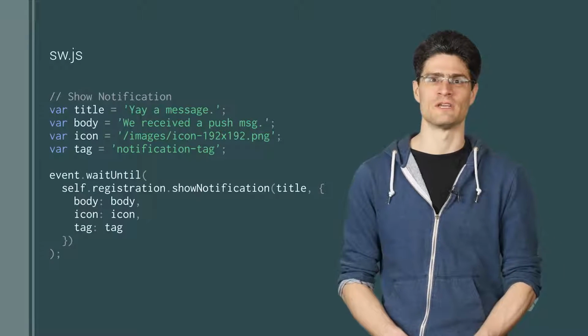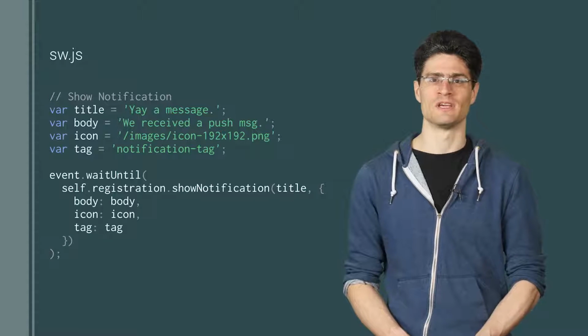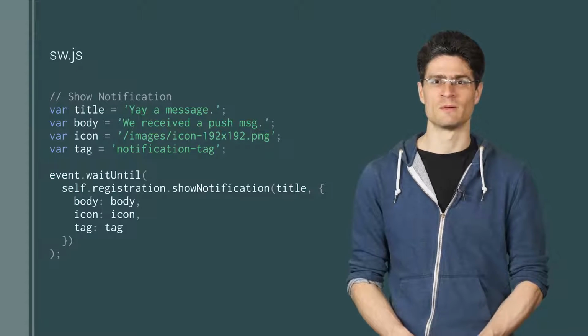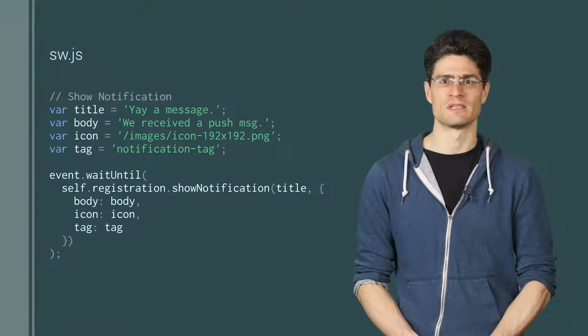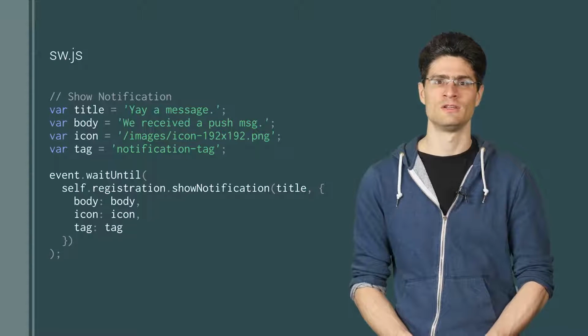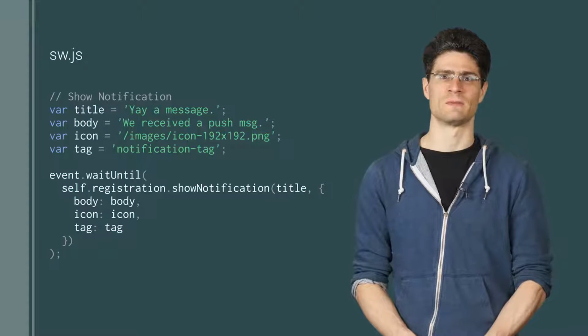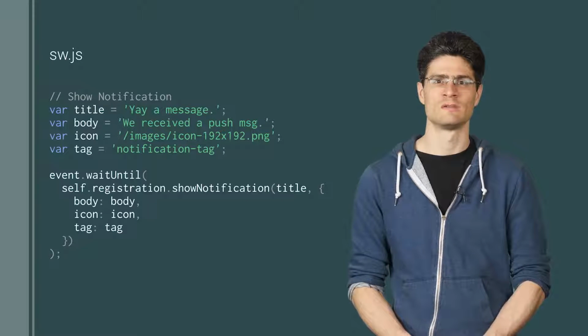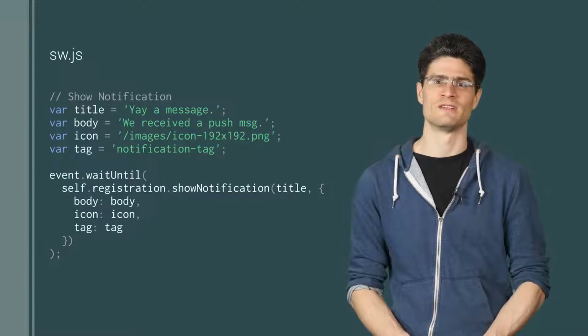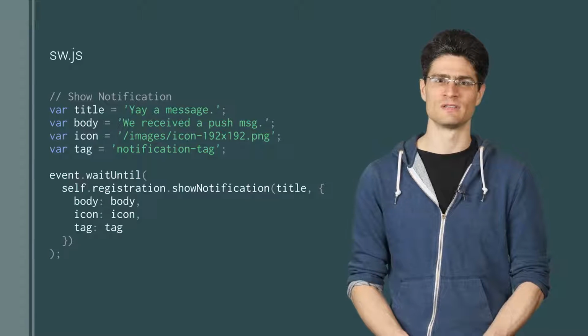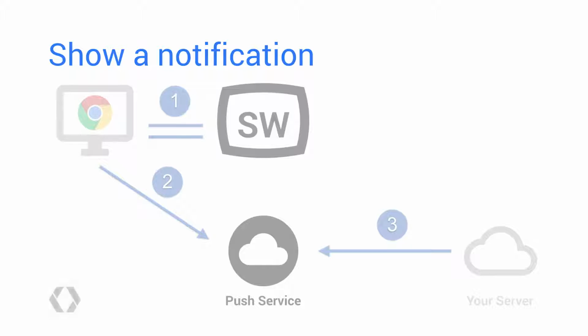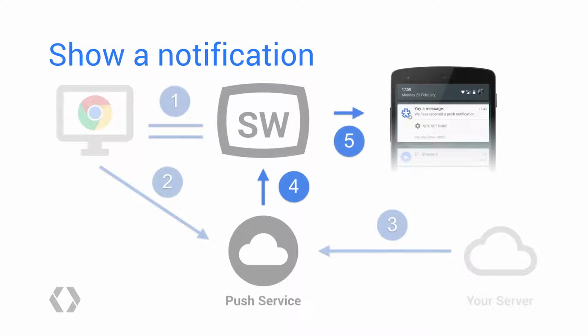To create your own notification, you need to call showNotification, passing in a title and a set of parameters to define the notification's message and icon. The notification tag is optional, but can be used to replace notifications with the same tag. One thing to really focus on is the event.waitUntil method. You need to pass in the returned promise from showNotification, as this tells the browser to keep the service worker alive until the promise is settled. And that's it. You can now send push messages and show notifications.